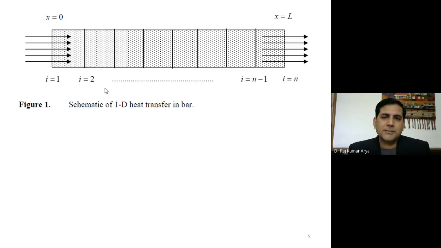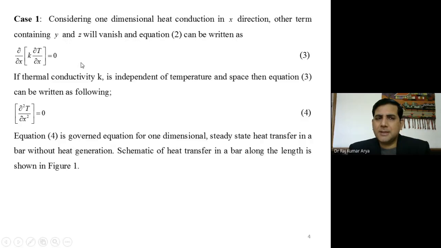So in that case, k would not be a function of temperature, and again you are considering that this is an isotropic material. For that purpose, you are saying that k is also not a function of x. It is not a space function actually. For an isotropic material, the property of the material doesn't change with respect to the coordinate system. So in that case, k would also come out from here. So finally, you will write d square T upon dx square equal to 0.